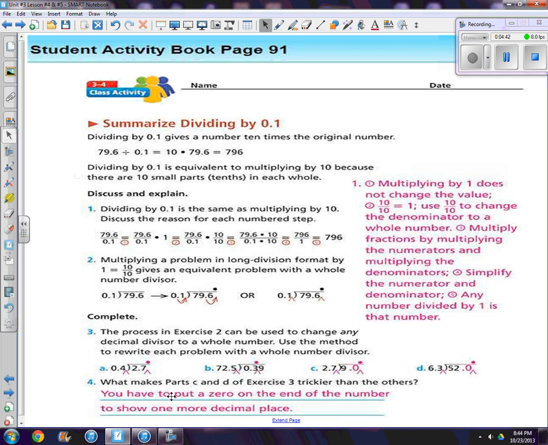And then it goes on, it says what makes part C and D of exercise 3 trickier than the others, and it says you have to put a 0 on the end of the number to show one more decimal place. In math they call it annex, you have to add this 0 right here and this 0 right here. And that's what makes it more difficult.